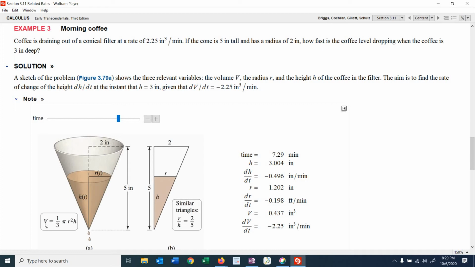Here we have volume in terms of radius and height. So if we can just substitute for the radius and have it be a function of just height, then we can take the derivative of both sides of this equation with respect to time and relate dV/dt to dh/dt. Now here's how we're going to do that.